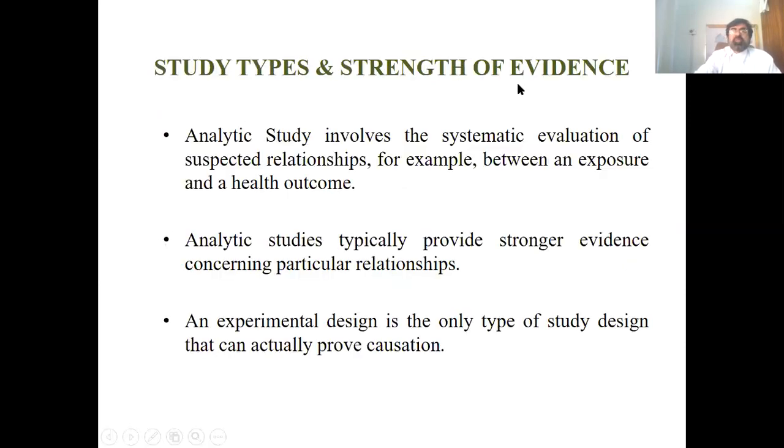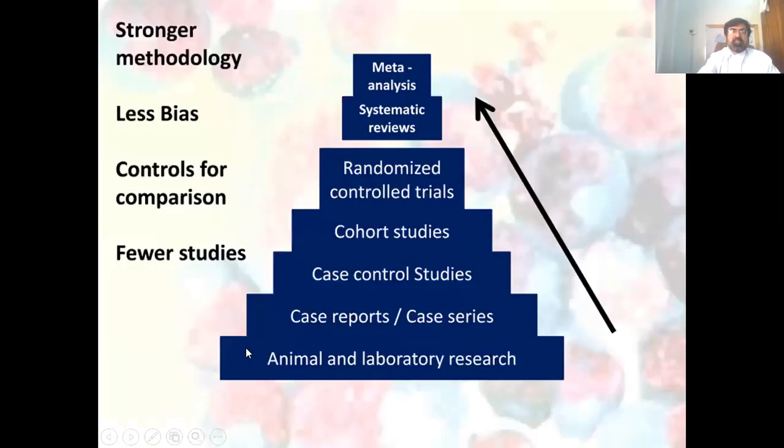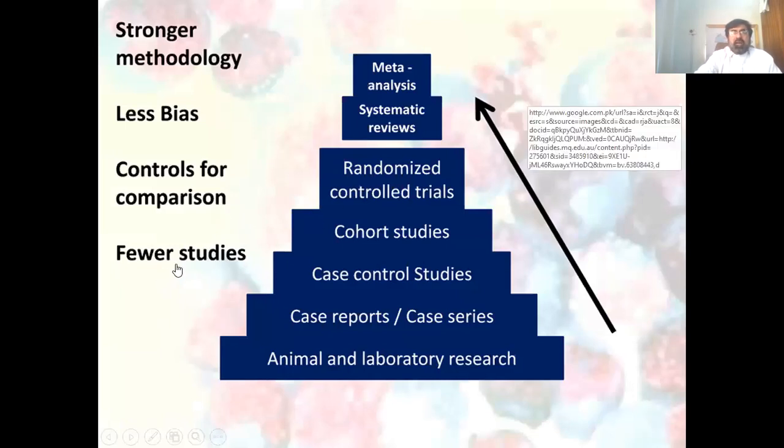Analytic study types and strength of evidence. Analytical design involves a systematic evaluation of suspected relations, for example, between exposure and health outcome. Analytical design typically provides stronger evidence concerning a particular relationship, and experimental design is the only type of study design that can actually prove causation. And this is another explanation.